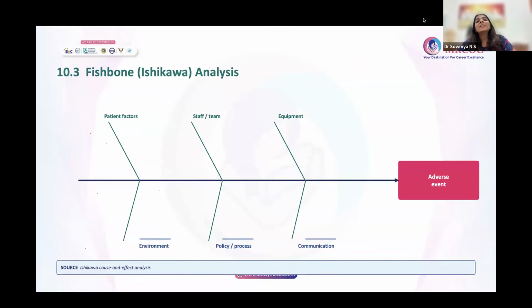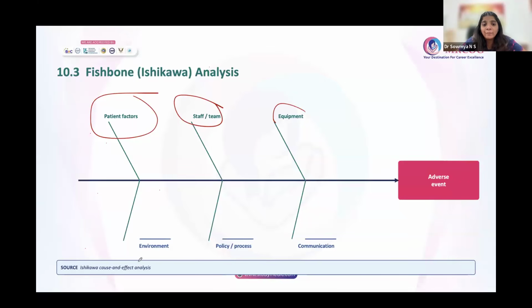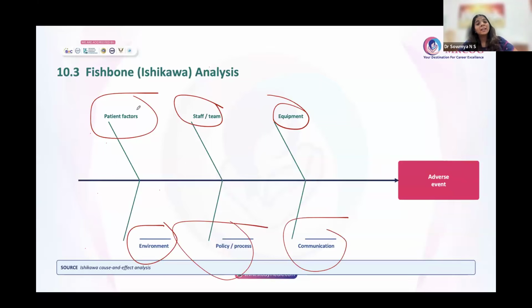This is a fishbone analysis for the root cause analysis we mentioned, where you have patient factors, staff factors, equipment, environment, policy, communication. There could be an error in any or all of these, which could lead to the outcome. Generally, serious harm happens because of this. For example, let's take the post-op patient where the VTE prophylaxis was missed.